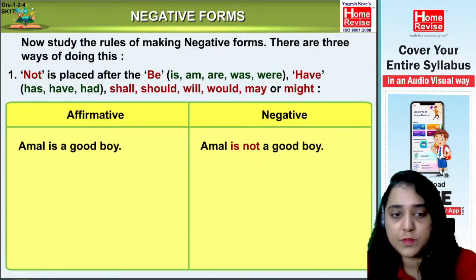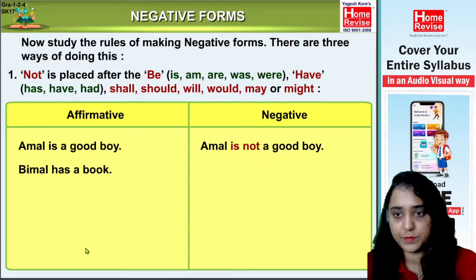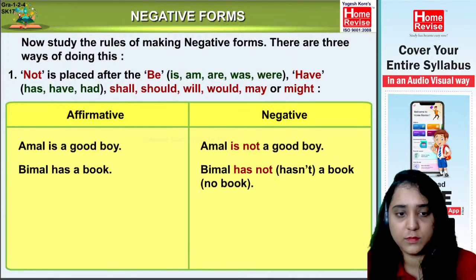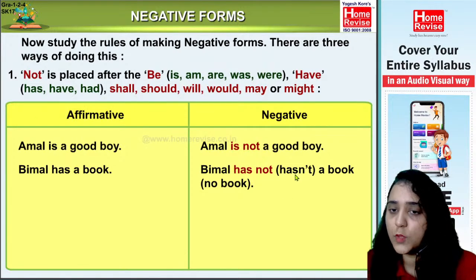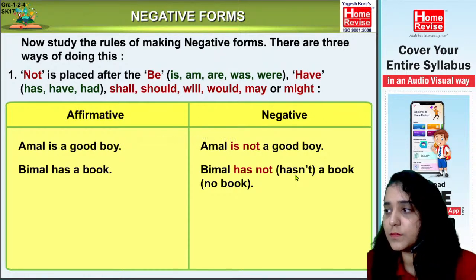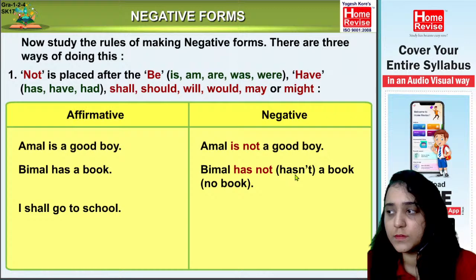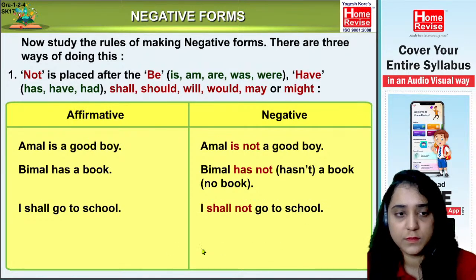See the statement. Affirmative. Bimal has a book. Negative. Bimal has not, meaning hasn't, a book, meaning no book. Bimal has not a book. Affirmative. I shall go to school. Negative. I shall not go to school. Correct. Affirmative. We can solve this problem.